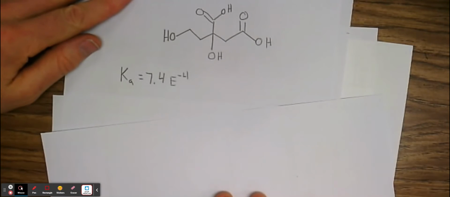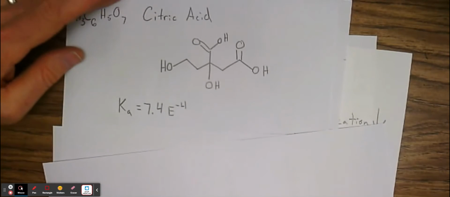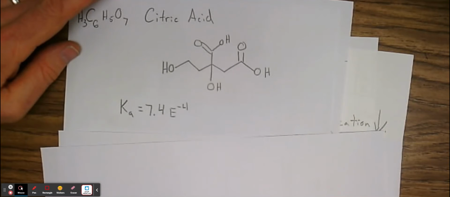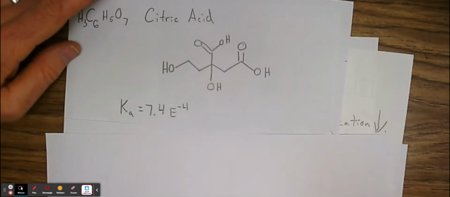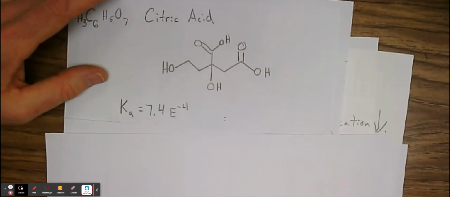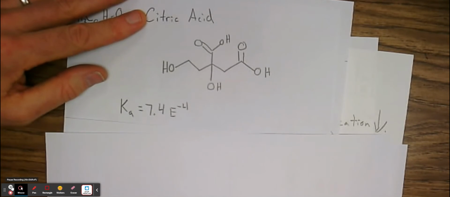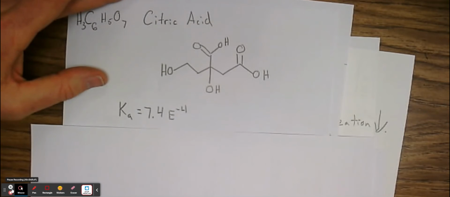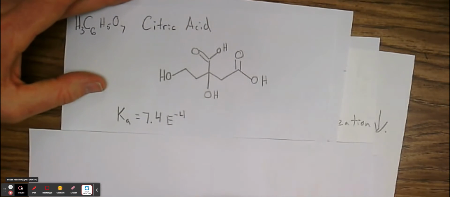What you're going to need to do this is the Ka value, because the Ka value is going to allow you to calculate your percent ionization by calculating your equilibrium concentration of hydronium or hydroxide. Now we're going to need a RICE table, and we're going to need an equation.